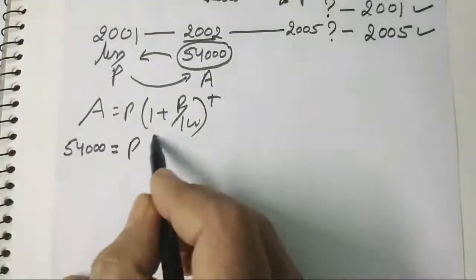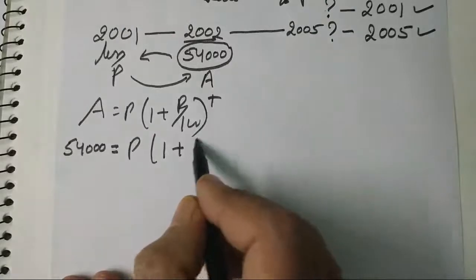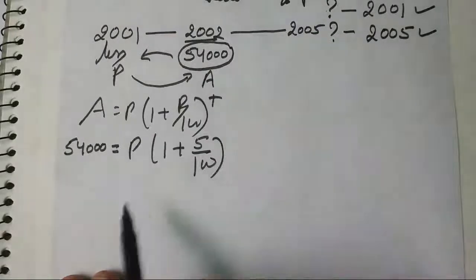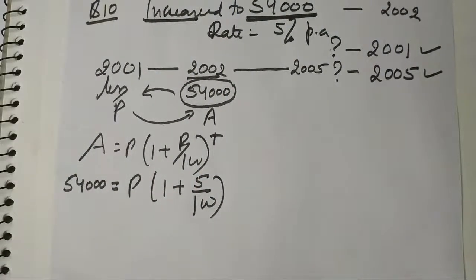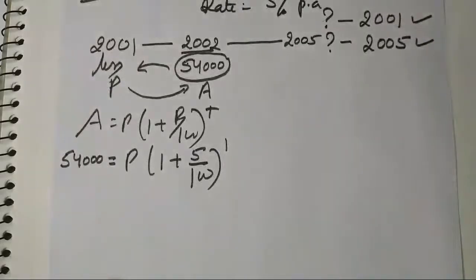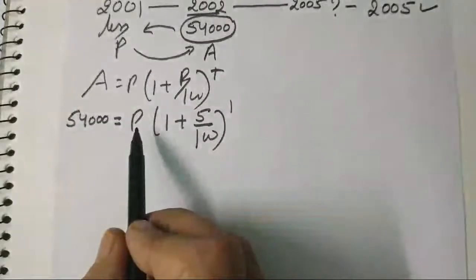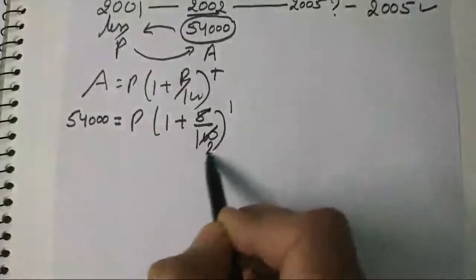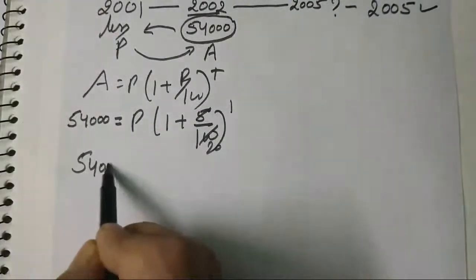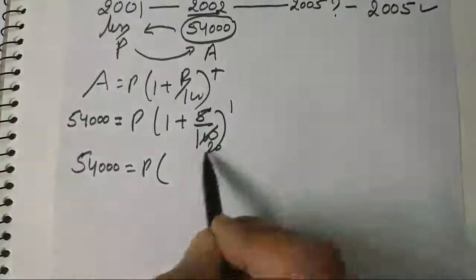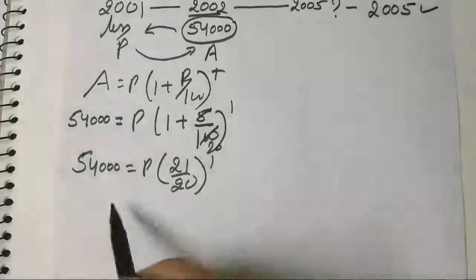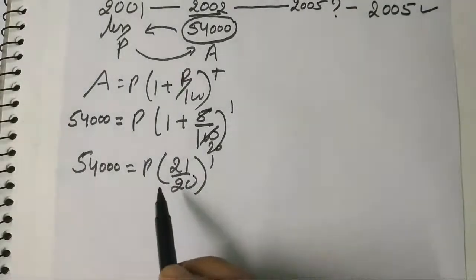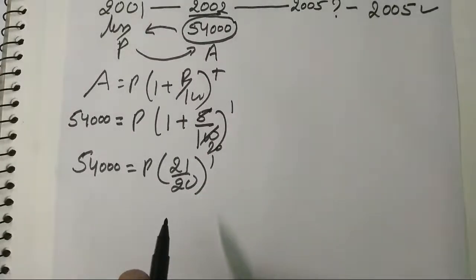Principal, you have to find 1 plus rate upon 100, and from 2001 to 2002 how many years are there? 1. And you will simplify and you will get the answer. So 54,000 is P, this will become 21 upon 20, power is 1. Now divide and you will get the population in this year. So find the population in 2001.